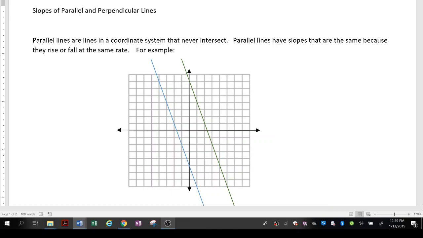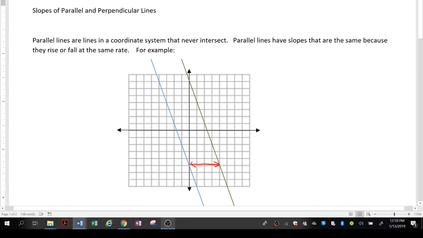In this lesson, we are looking at the slopes of parallel and perpendicular lines. We're going to start with parallel lines, and parallel lines are lines in a coordinate system that never intersect. You'll notice that here we'll draw a line between them. This is the distance between these two lines. The distance between them is going to be exactly the same. That's the meaning of parallel.